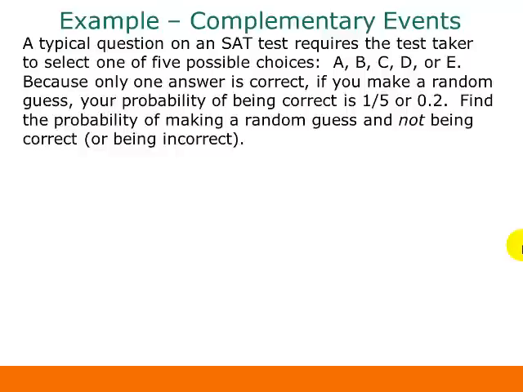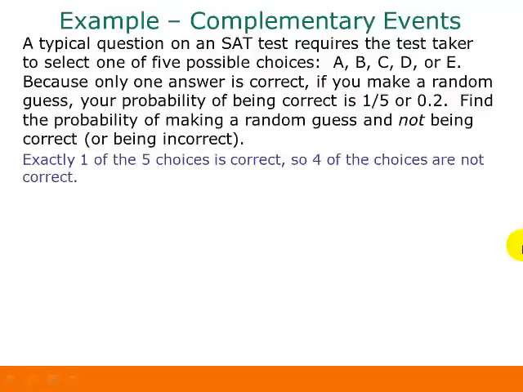Here's an example of complementary events. A typical question on an SAT test requires the test taker to select one of 5 possible choices, A, B, C, D, or E. Because only one answer is correct, if you make a random guess, your probability of being correct is 1/5 or 0.2. Find the probability of making a random guess and not being correct. In other words, being incorrect.